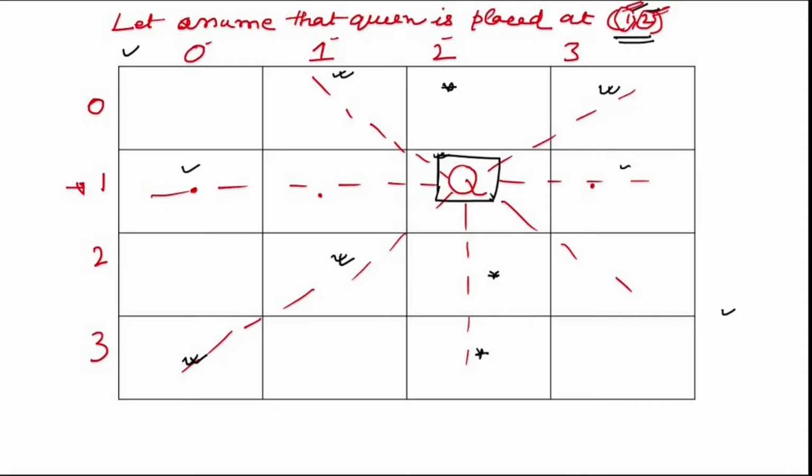That means with diagonals also we have a problem. This top left to bottom right, these diagonals, are one type of diagonals. Another type of diagonals is bottom left to top right. These 2 types of diagonals, squares, where if the queens are there, then also you have a threat.